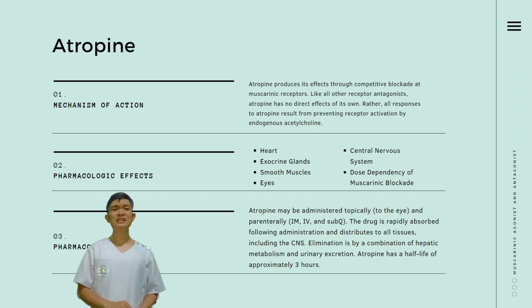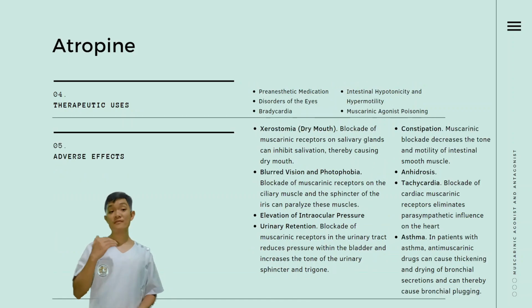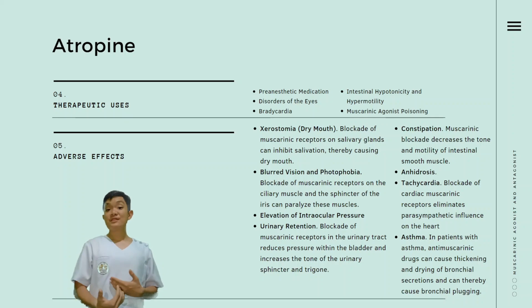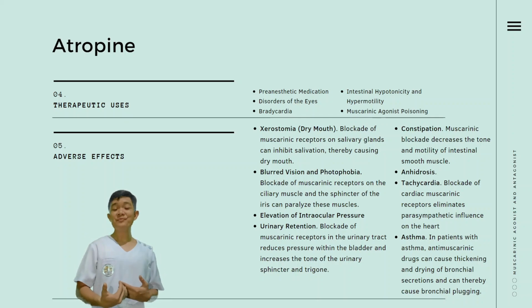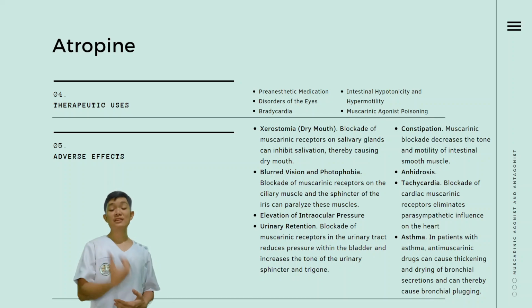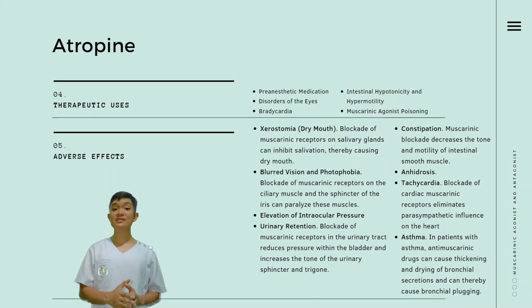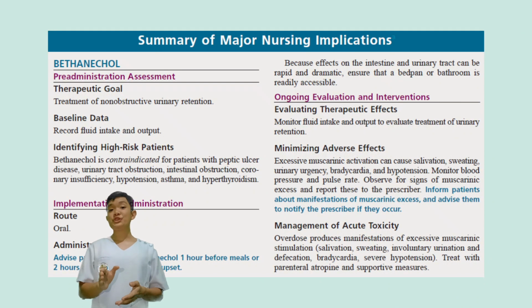Atropine is metabolized in the liver and eliminated in the urine with a half-life of approximately 3 hours. It is used for pre-anesthetic medication, disorders of the eyes, bradycardia, intestinal hypotonicity and hypermotility, and muscarinic agonist poisoning. Adverse effects of atropine include xerostomia, blurred vision, photophobia, elevation of intraocular pressure, urinary retention, constipation, anhidrosis, tachycardia, and asthma. So in this portion, we can take note of the summary of major nursing applications.